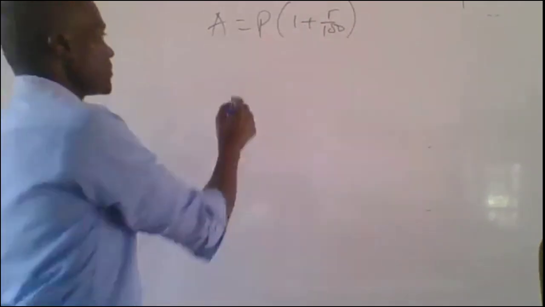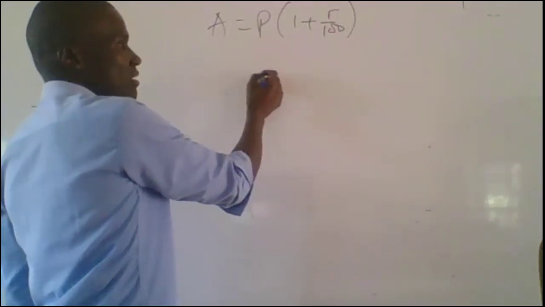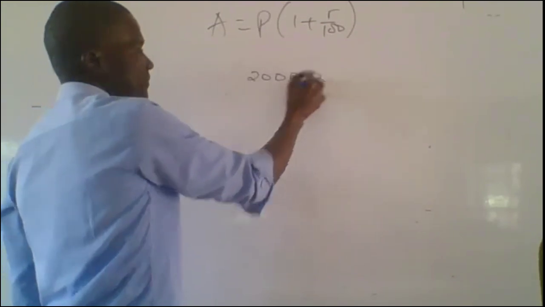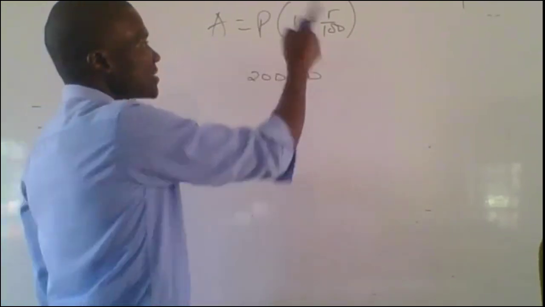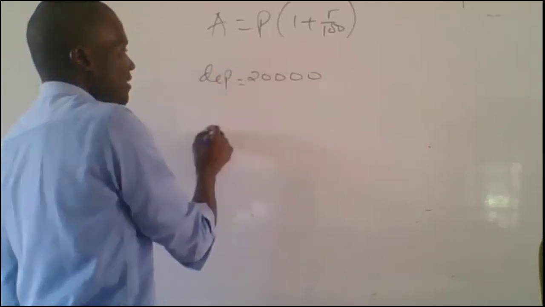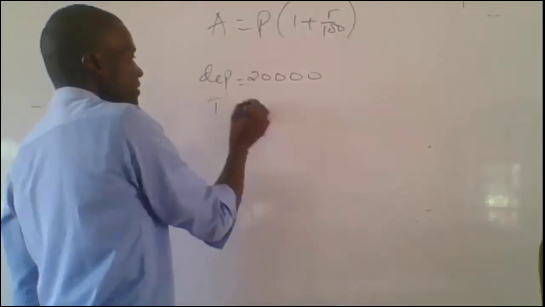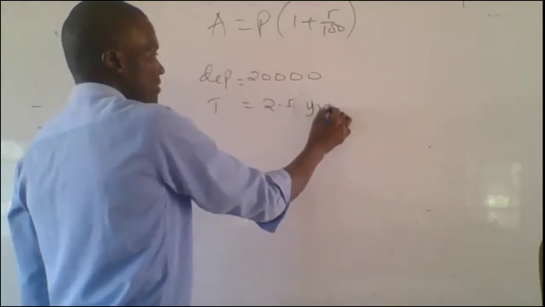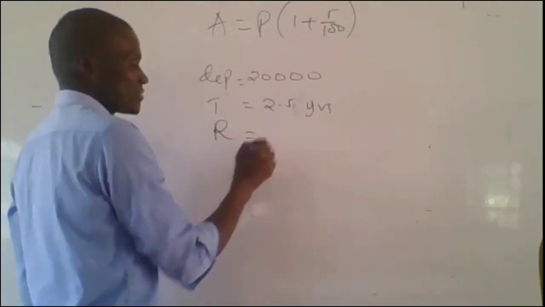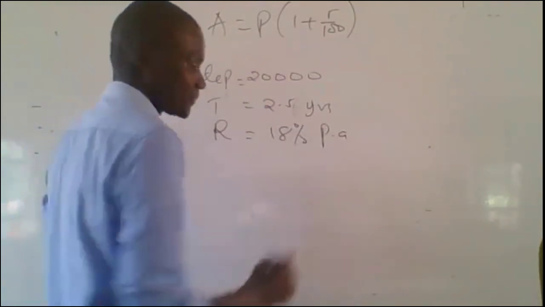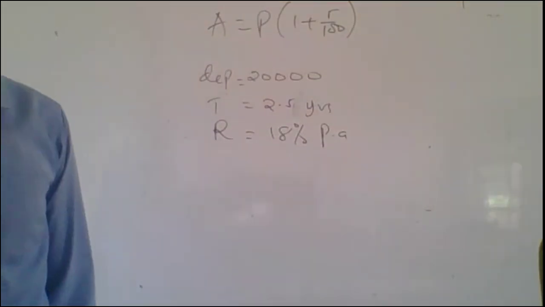So let's take an example that our deposit was 20,000, and that money is staying in the bank for 2.5 years. So deposit is 20,000, then time is 2.5 years. Then the interest rate, let's say, is 18% per annum. Are we there?